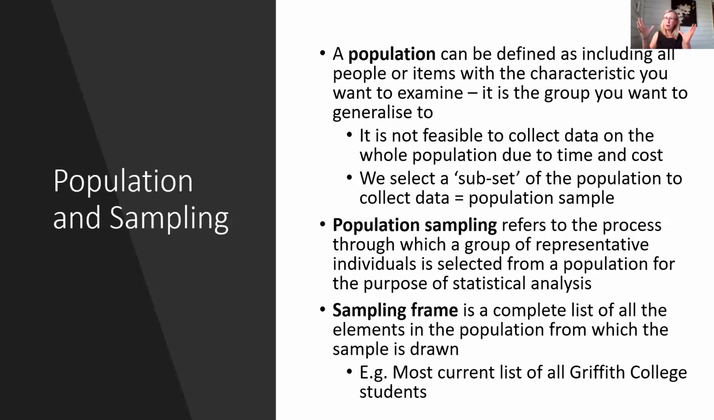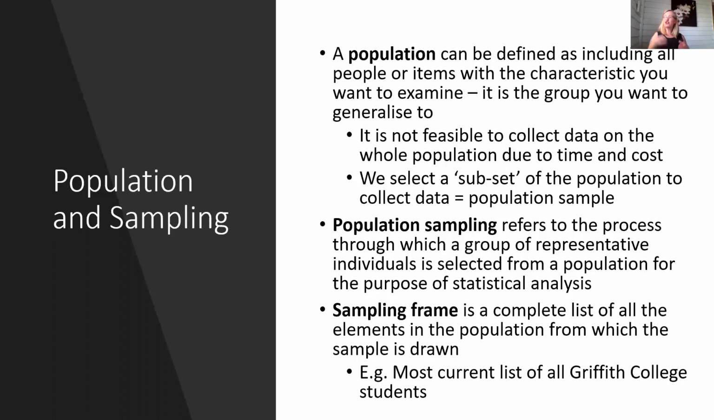So if we have a big population, say 25 million people in Australia, and we want to know who's going to vote Labor or Liberal in the next election, we would sample part of this population. And therefore, we would hope that we could get some really predictive information from a small subset or sample of that population, okay?